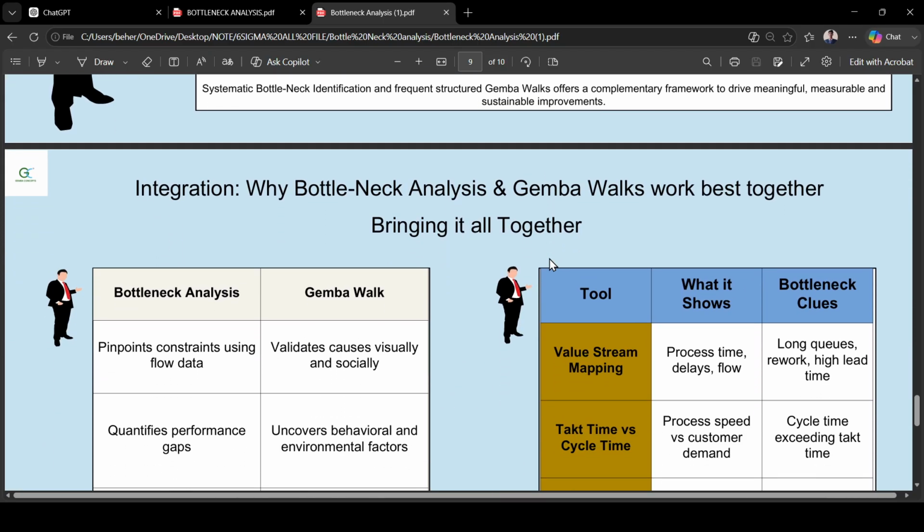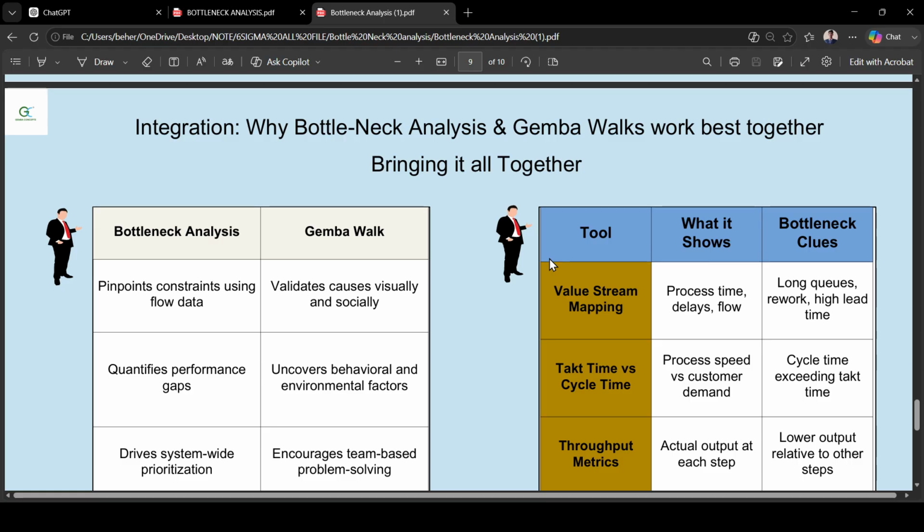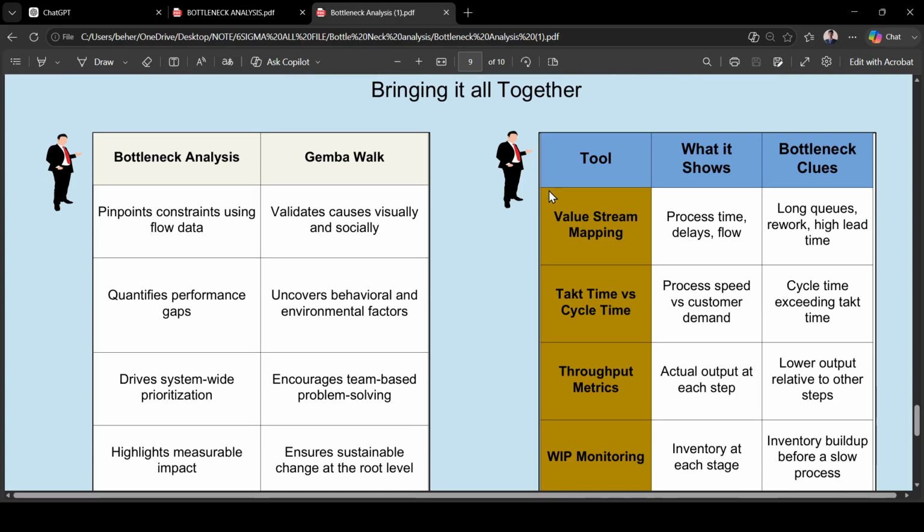So we use bottleneck analysis at Gemba work. Together, bottleneck analysis pinpoints the constraint using the flow and validation. So that is the bottleneck, and the tool is value stream mapping. That's all enough for me.